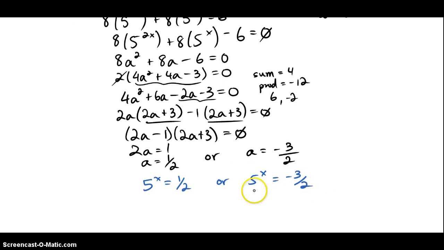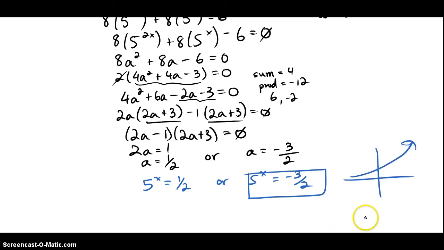Now right away, with this part here, since 5 to the x looks something like this, it's an exponential function. This is 5 to the x. So the range is greater than 0. So there's no value that you can plug in for x here that can give you a negative value. There's nothing down here. This is all crossed out. So negative 3 over 2, which is down here, is impossible to get on this graph. So that's why this yields no solutions.